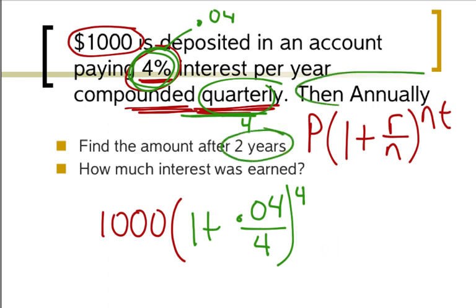Okay, we'll come back and do this again annually. Just hang on to that in a minute. But find the amount after 2 years. So the first time we're doing it for 2 years. Okay, so now we go ahead and take this and plug it all into our calculator.